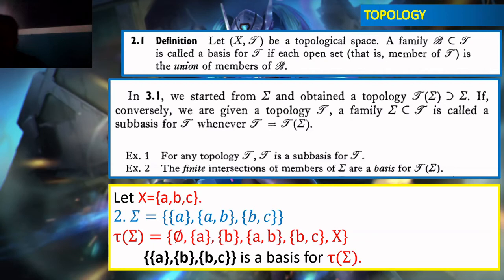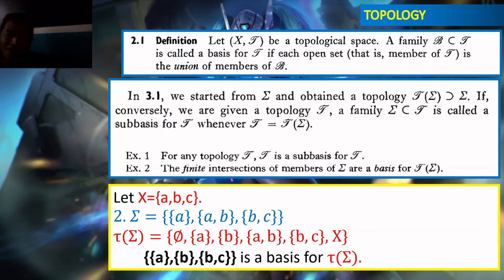Right? It is, because here the topology generated by sigma is tau. So, tau is equal to tau. And tau is a subset of itself, right? It is a subset of itself. So, tau is a basis for tau. Okay, that's number one. Number two, the finite intersections of members of script B are a basis for tau sigma.